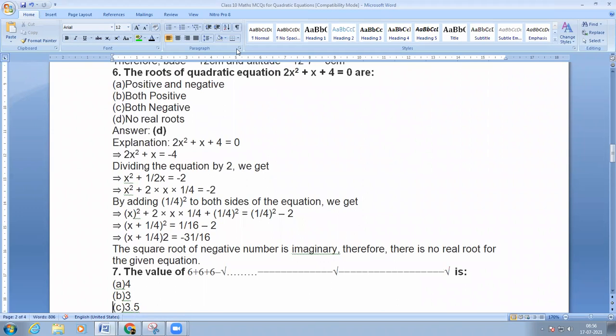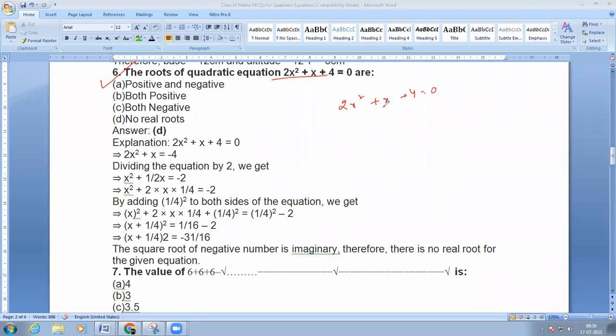In question number 6, it has been given the roots of the quadratic equation are. So the roots, they are asking whether they are positive, negative, both negative or both positive, or no real roots. So 2x square plus x plus 4 is equal to 0. So we have to find the roots and check.